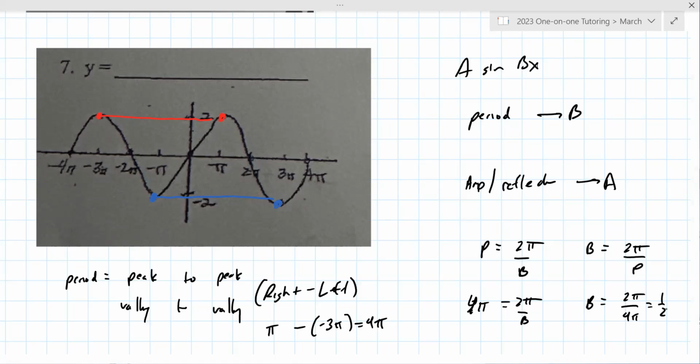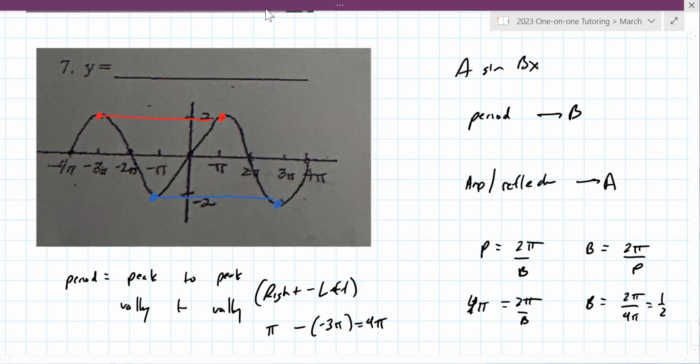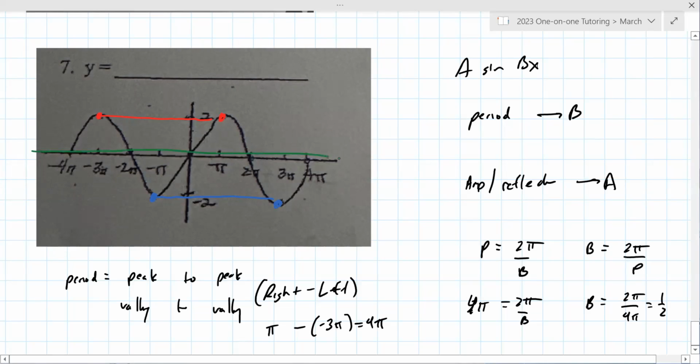All right, now to find A. The amplitude is the distance from what's called the center line, up to the top or down to the bottom. That's the amplitude. It's not necessarily the A value. The A value includes whether there's a reflection or not. This one does not have a reflection, but it's something to look at. So here the amplitude is 2, the A value is 2, but it could be plus or minus 2.